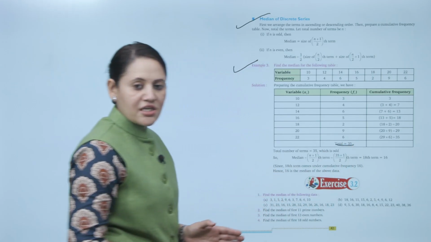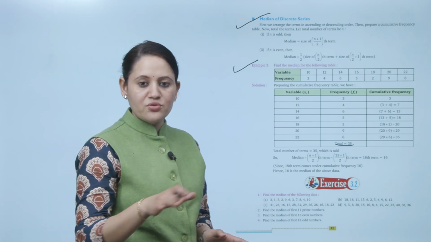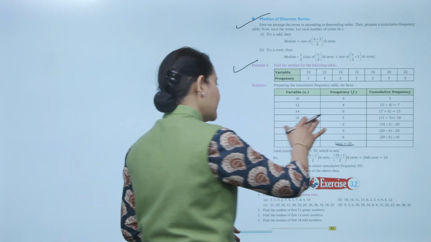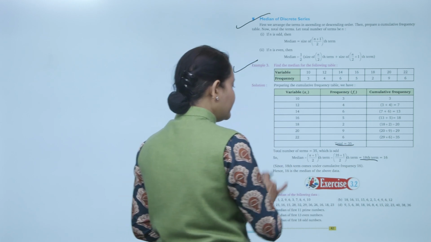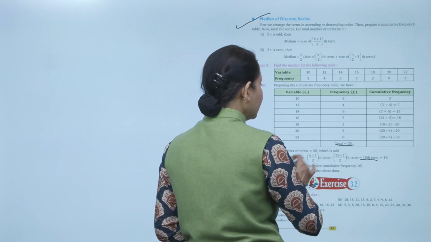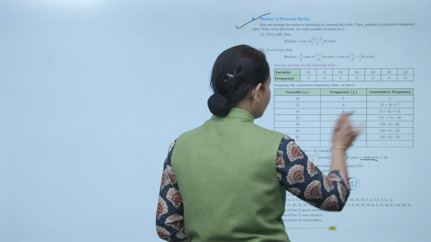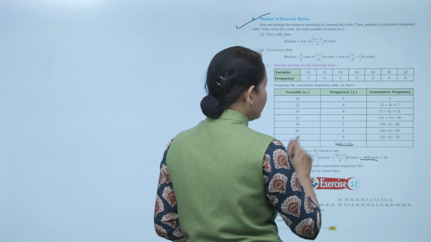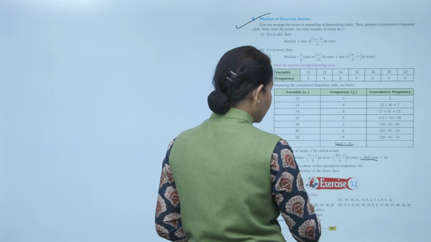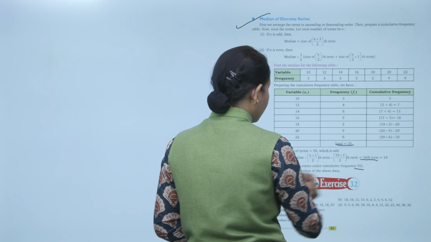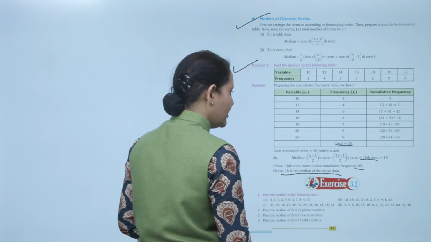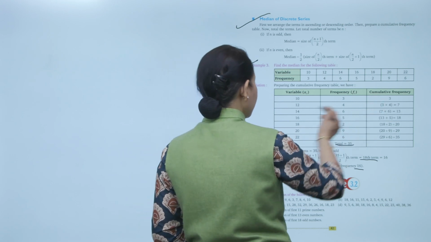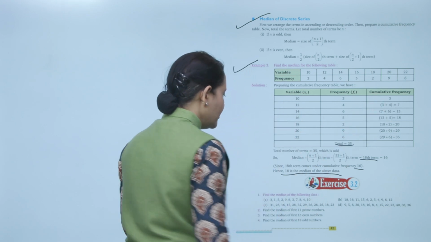So the median will be, since it is an odd number, the (n plus 1) upon 2 term, that is 35 plus 1 upon 2, which means the 18th term. So the 18th term comes under the cumulative frequency 18. Clear? So in which one does the 18th term come? Cumulative frequency 18. That means 16 is the median of our data. Clear? Here, the 18th comes at 16, so this will be the median.